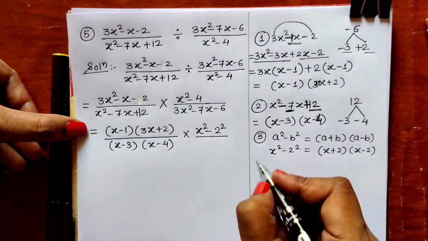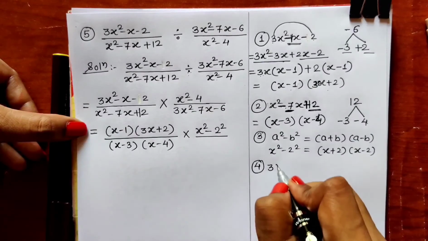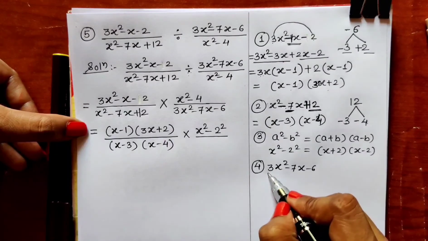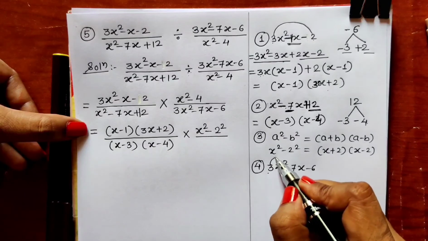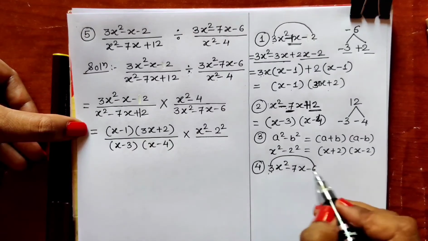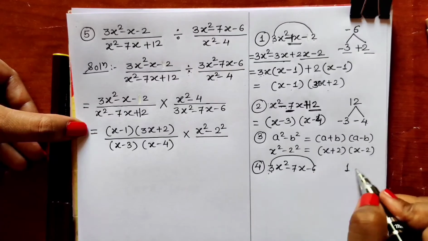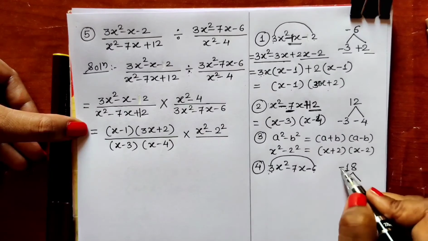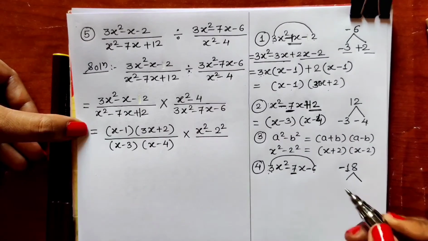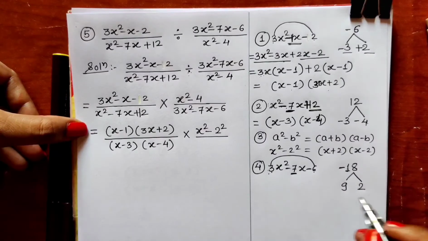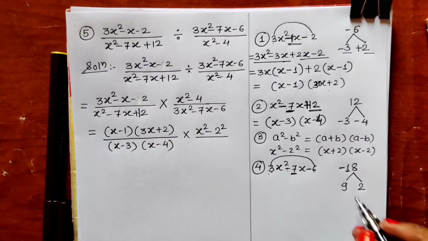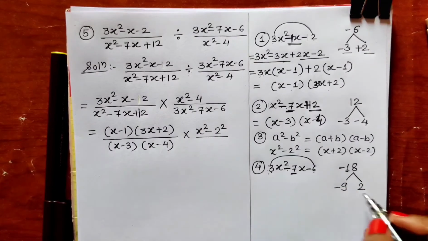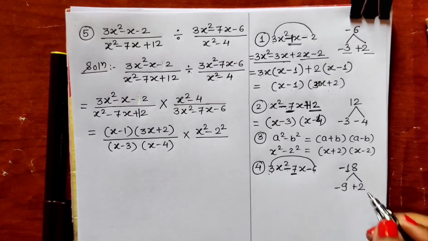Now let us see the next expression, the fourth expression, 3x square minus 7x minus 6. Again this first term is having coefficient bigger than 1. So we have to find the factors of the product of the coefficient of the first term and the constant term. 3 6s are 18. Minus sign is there, so that is minus 18. So we have to find the factors of 18 whose subtraction should be the middle term. Middle term is 7. So 9 2s are 18, we all know. 9 minus 2 is 7. So the bigger number should have minus sign, because the middle term sign is minus, and the smaller number should have plus sign.